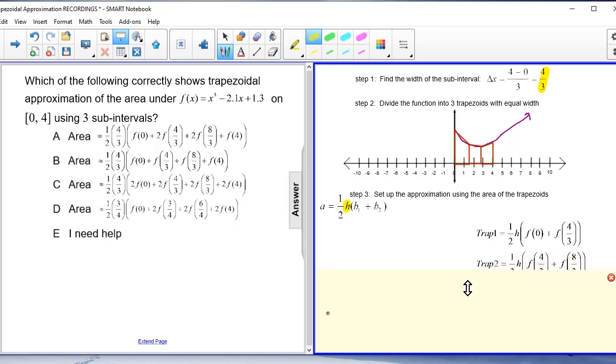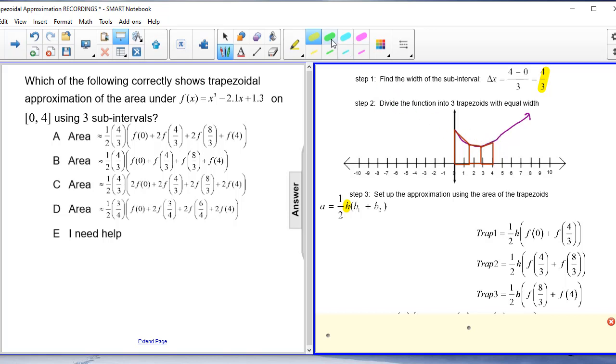Our second trapezoid starts at f of 4/3, and the second parallel side has a vertical length of f of 8/3. Our third and final trapezoid is still going to be 1/2 times h. It starts at 8/3, so the vertical length is f of 8/3, and then the final leg is going to be, the vertical length is f of 4.